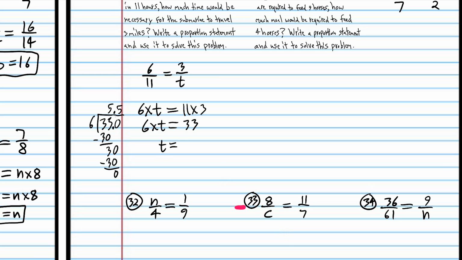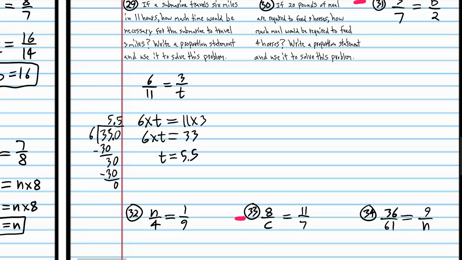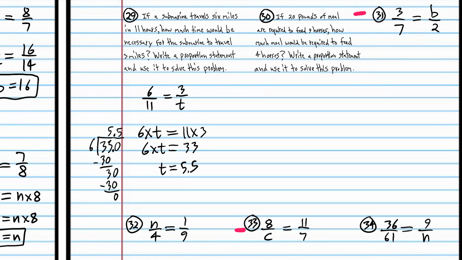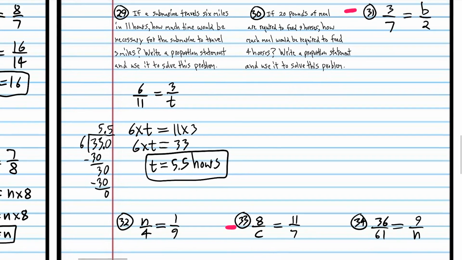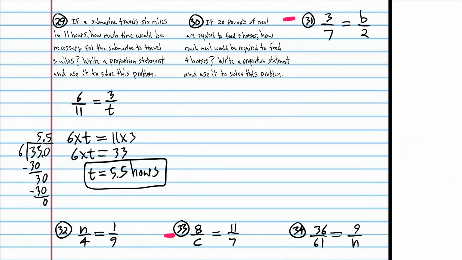So t is equal to 5.5. And notice that I flipped the side that the letter appears on. It doesn't matter which side it is. Now this is a word problem, so we have to say 5.5 hours. If you don't say hours, you'll get points taken off on a test. So now why don't you try number 30, and when you come back, we'll do it together.